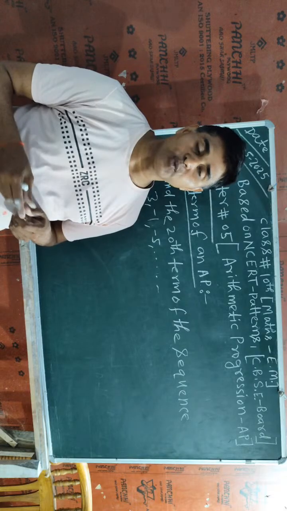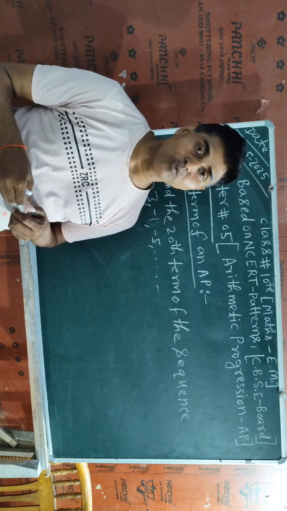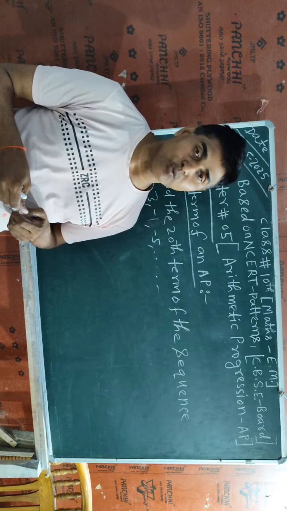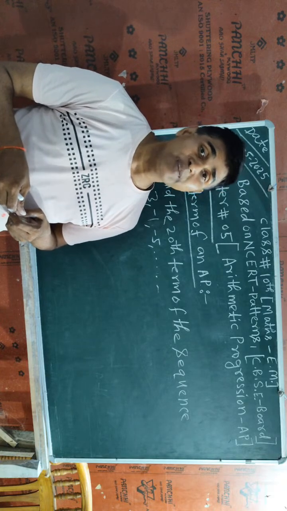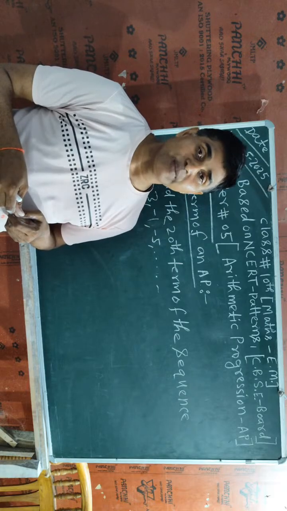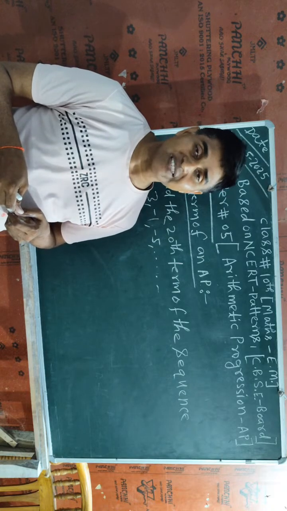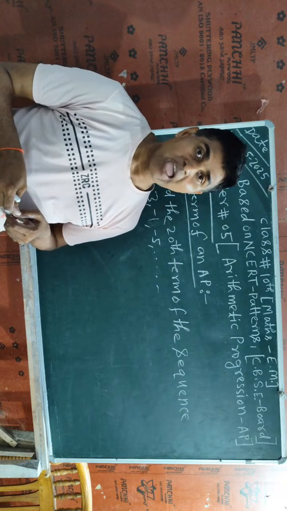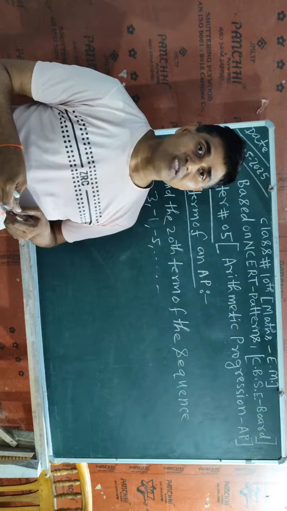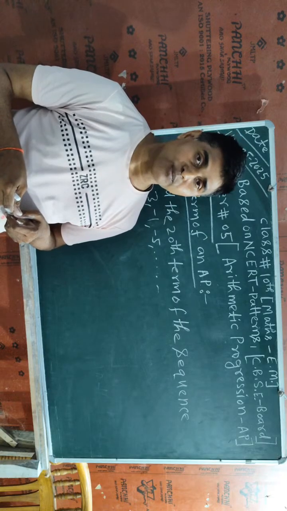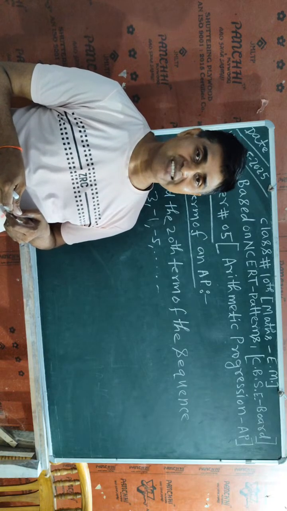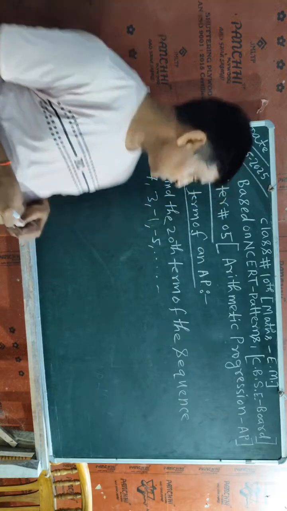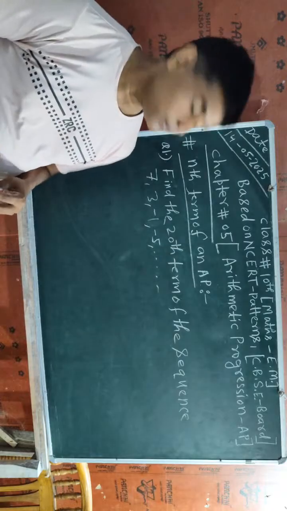In arithmetic progression, I have to explain the concept: an arithmetic progression is a list of numbers in which each and every number can be obtained by adding a fixed number to the preceding number, except the first term. That fixed number is called the common difference of that arithmetic progression, and the common difference can be positive, negative or zero. Okay, so that concept I have to explain here.